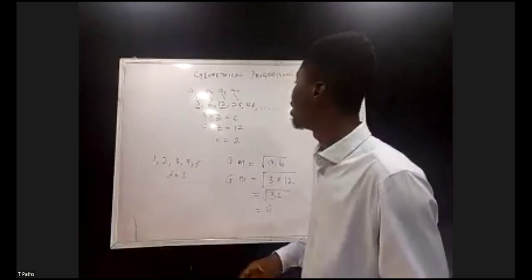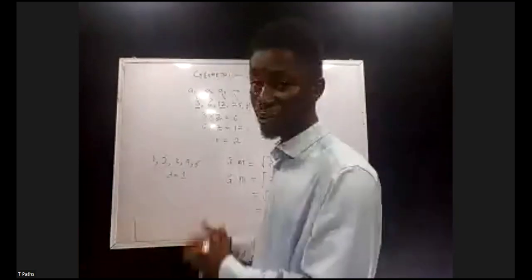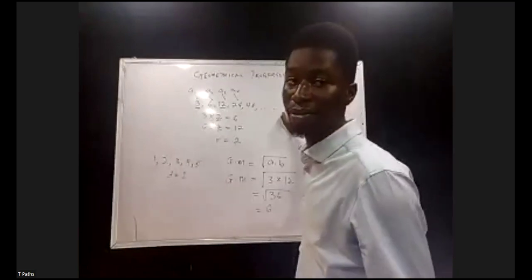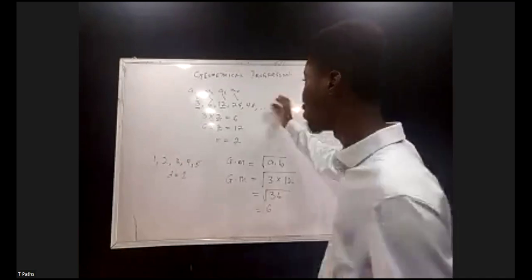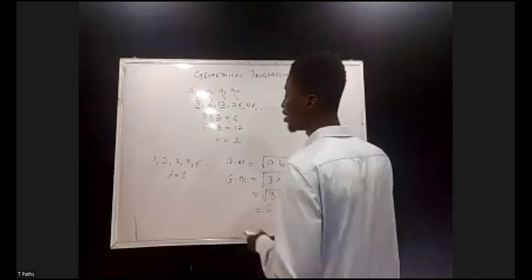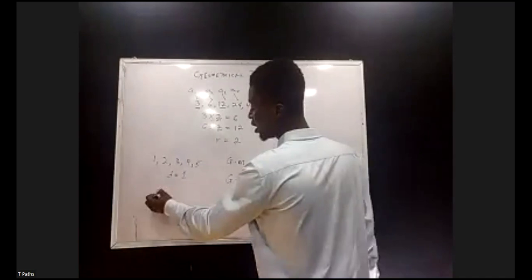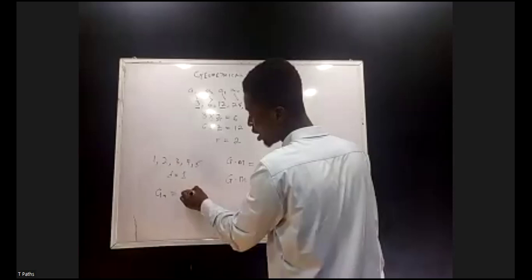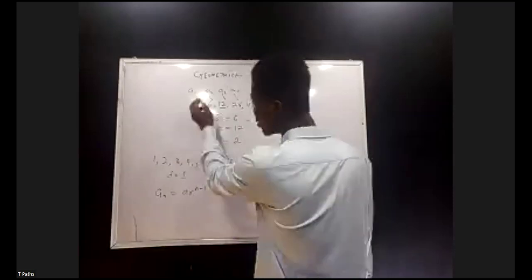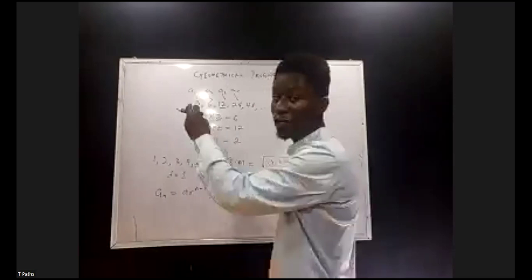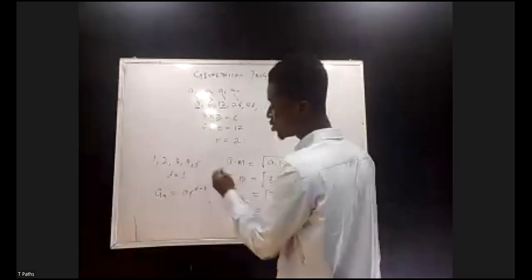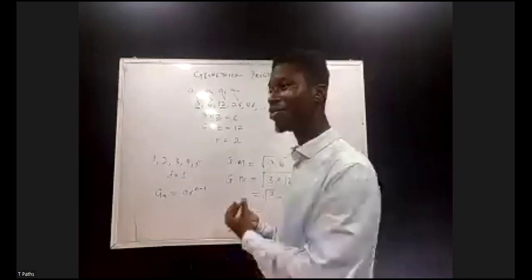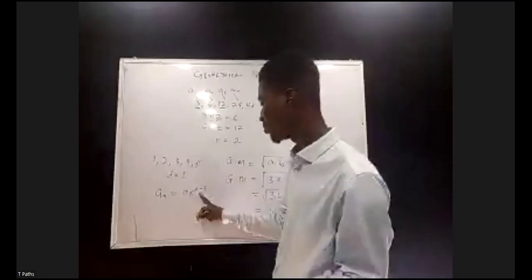Now, in a geometrical progression, if you're asked to get the value of the nth term, it's given by this formula: An, meaning that we don't know the number of terms. An is equal to A R raised to the power N minus 1. The A here is the first term of the geometrical progression. The R here is your common ratio. Then we have the N, the number of terms we are asked to calculate, in the power N minus 1.